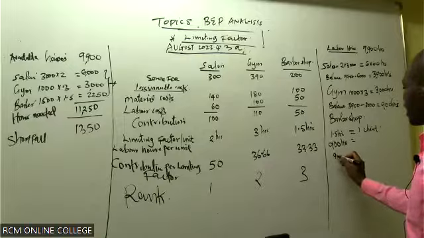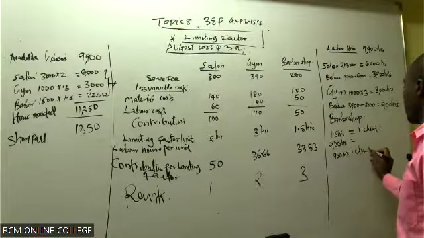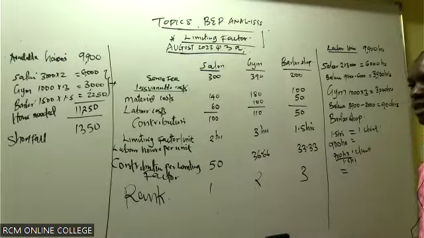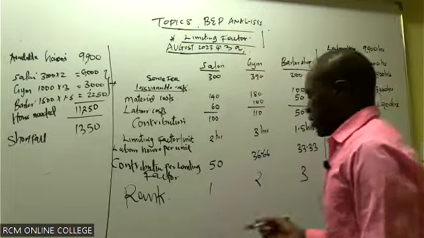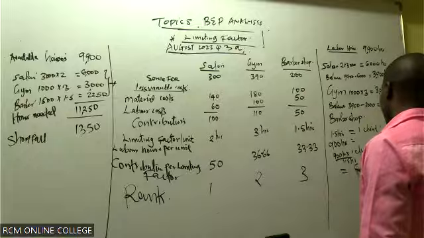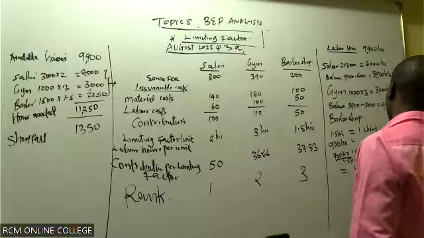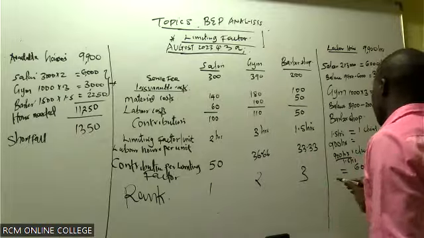I'll be having 900 hours multiplied by 1 client divided by 1.5 hours. How many clients will I serve? 600 clients. Only 600 clients will be served.